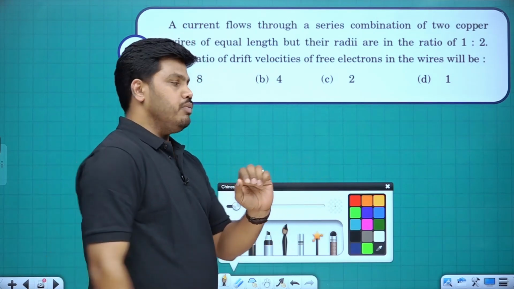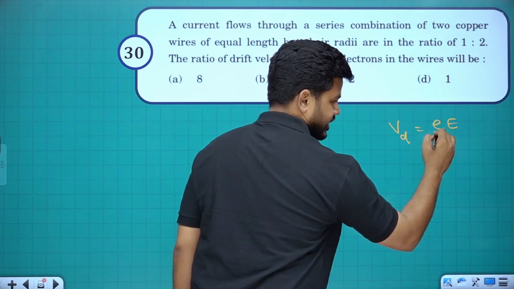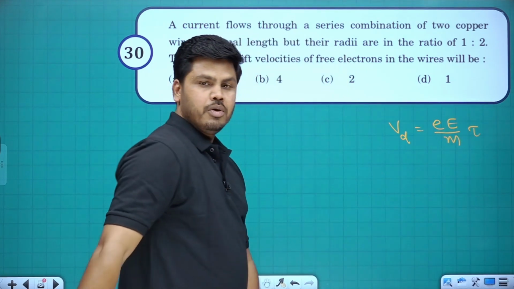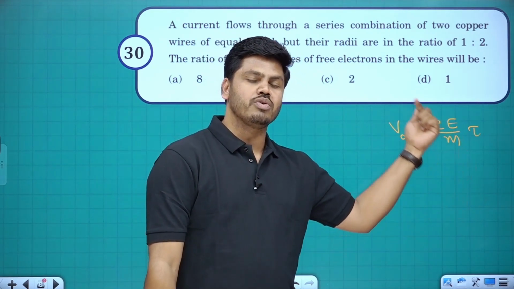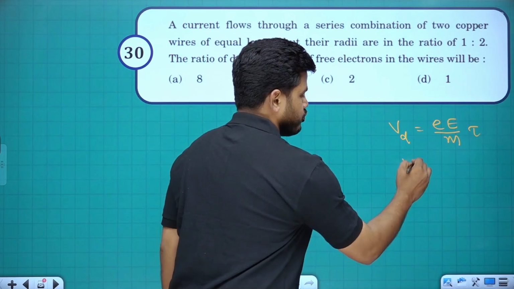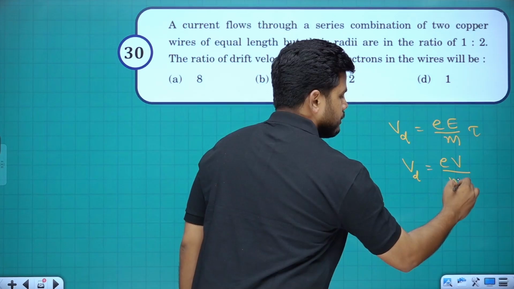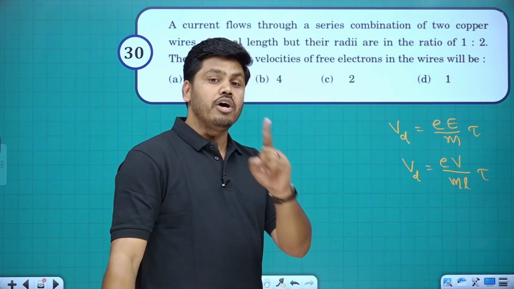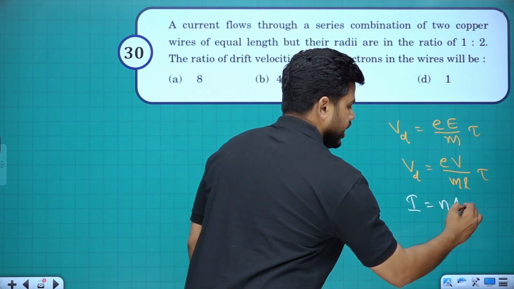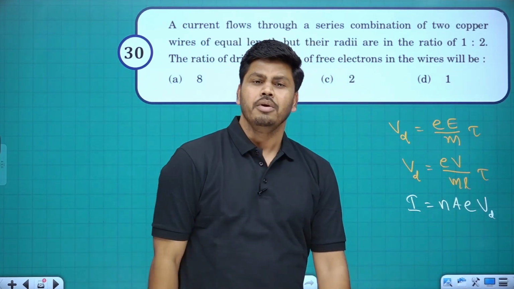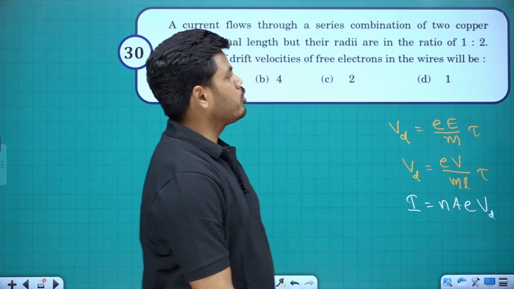See, when you come to drift velocity, we know the equations for drift velocity. Vd is equal to eE divided by m into relaxation time, where capital E is the electric field in the conductor, e is the charge of electron, m is the mass of electron, tau is the relaxation time. In terms of accelerating potential, we can say it is eV by ml into tau, right? Yes. One more equation we know from the drift velocity and current relation, I is equal to nAe into drift velocity. So mostly the questions will be based on these three equations from drift velocity. Okay, let us go through this question.